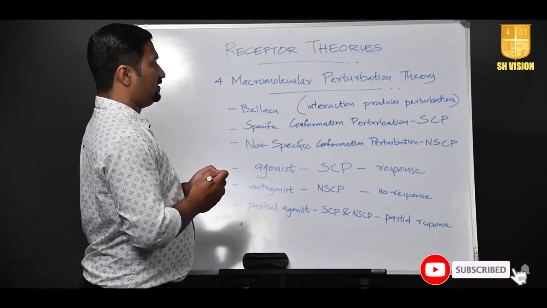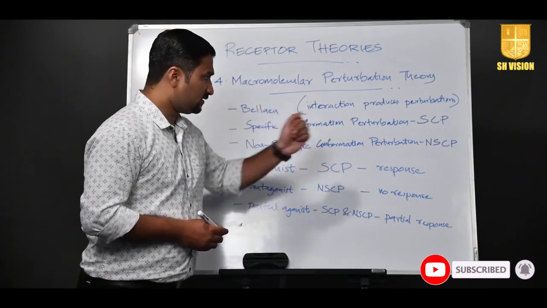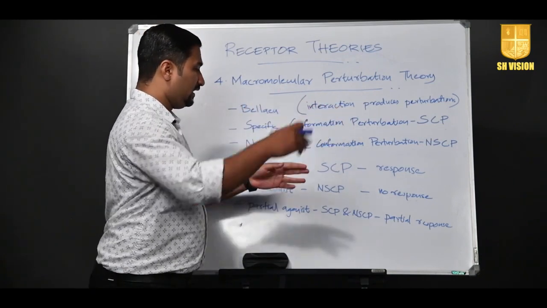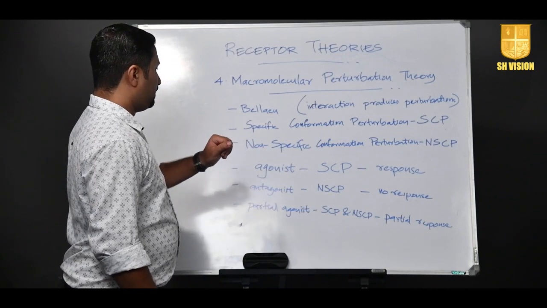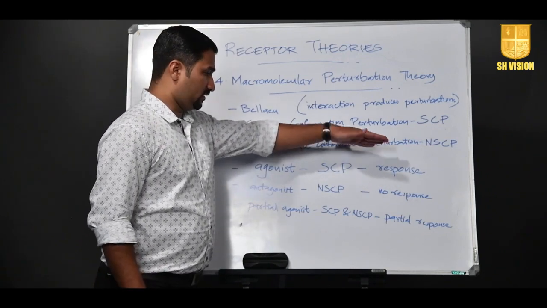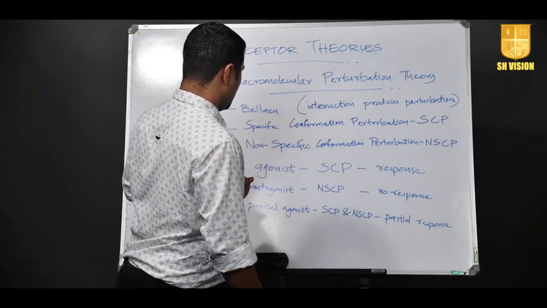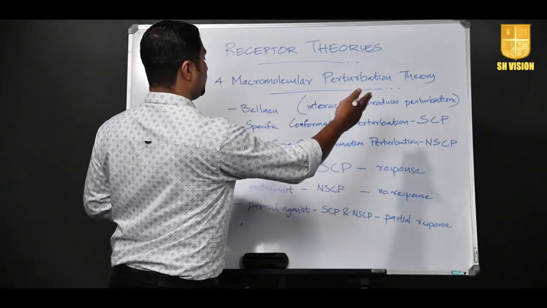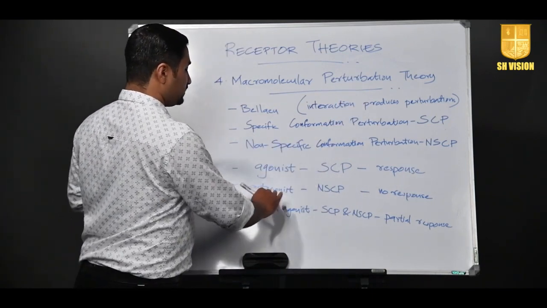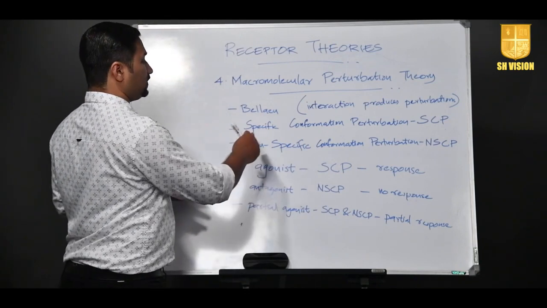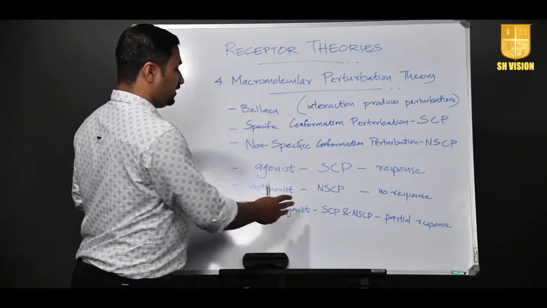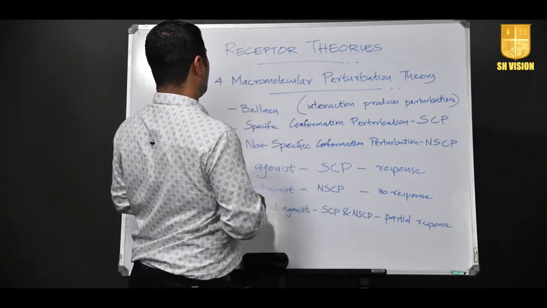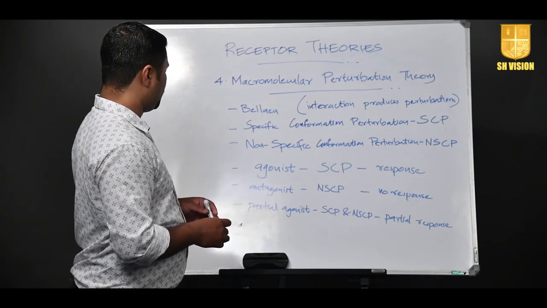So, macromolecular perturbation theory is concerned with perturbations, SCP and NSCP: specific conformation perturbation leading to a response, and non-specific conformation perturbation leading to non-response. For an agonist, specific conformation perturbation will happen. For an antagonist, NSCP will happen, that is non-specific conformation perturbation. And for a partial agonist, both these characteristics will be there, which will give you a partial response. So this is macromolecular perturbation theory.